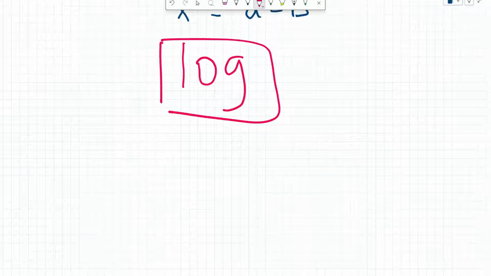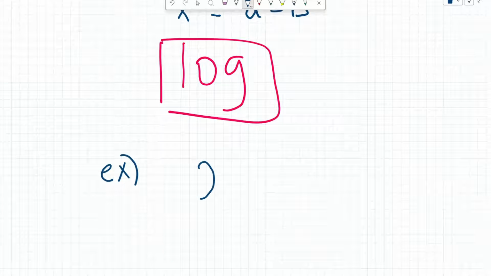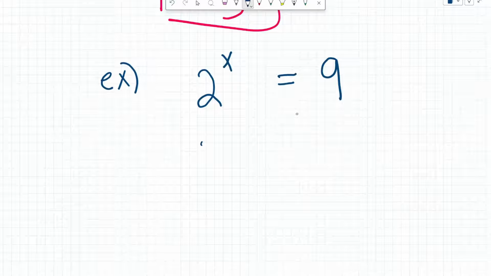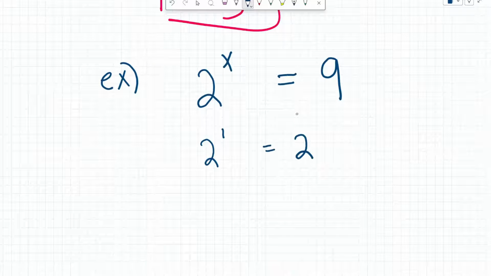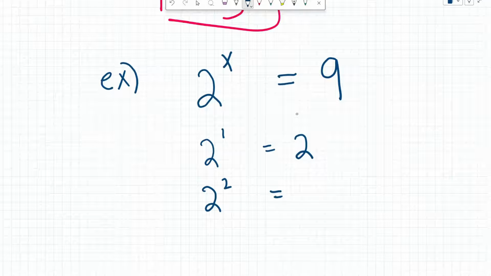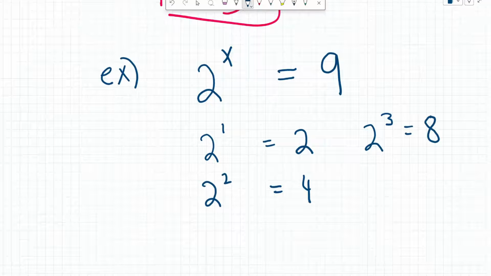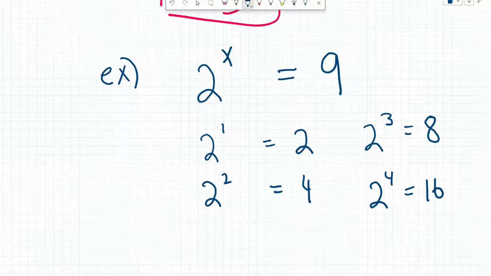It's very exciting. So if we were to have an example where we have 2 to the power of x equals 9, you might go through your head and try some examples. You might check 2 to the power 1, okay, that equals 2. 2 to the power of 2 equals 4. If we keep going, we see that 2 to the power of 3 equals 8, not quite 9. But then if we do 2 to the power of 4, we get 16. Our 9 exists somewhere between 2 to the power of 3 and 2 to the power of 4.